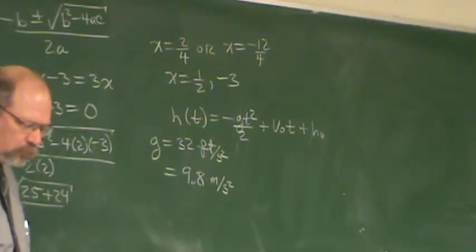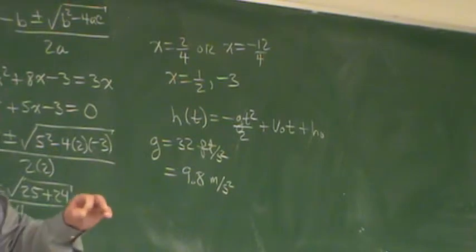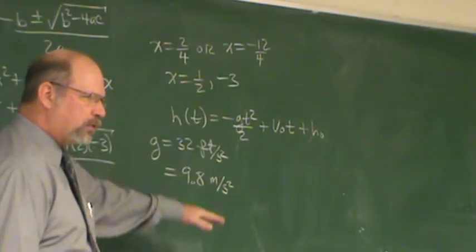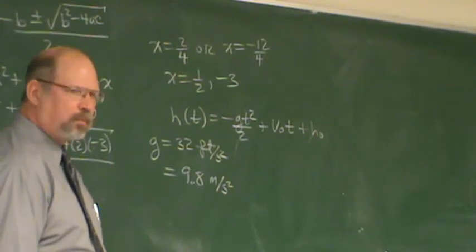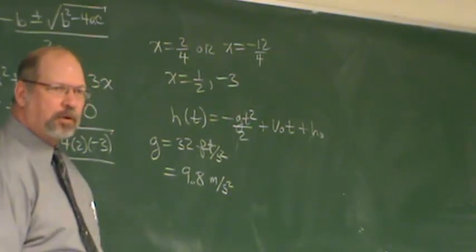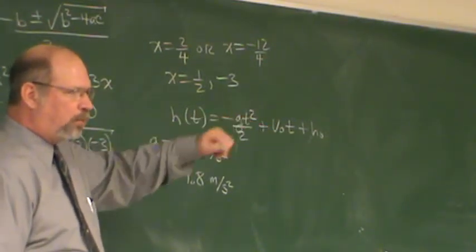Now, is h naught the same as h of t? No. H naught is a fixed number. This h is going to be changing as time goes on. Okay. It's going to be in feet or meters, whatever it happens to be. And what's h naught again? The original height from ground level.